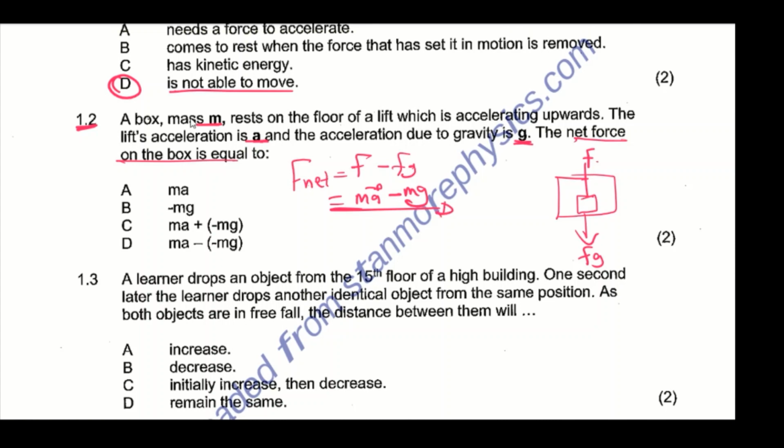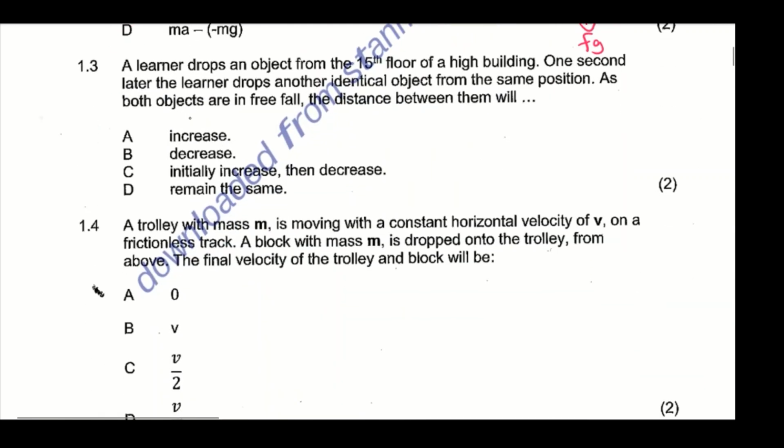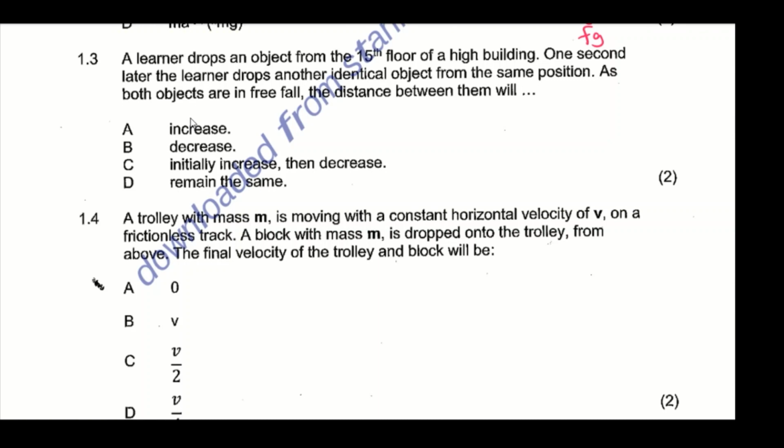So our answer here will simply be C, right? Because we have our force here with acceleration and then subtracting the force with our gravitational acceleration. So this would be the answer C. Then 1.3 says that a learner drops an object from the 15th floor of a high building.